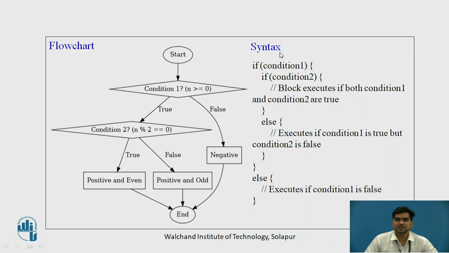Then the syntax used for this is: if condition 1, we need to provide the condition, then if condition 2. If condition 1 is satisfied, then inside that curly bracket comes condition 2. If both conditions are true, then the statement will get executed, that is, the block executes. Otherwise, if condition 1 is true but the second condition is false, that statement will get displayed. Otherwise, if the first condition is not satisfied, the outer else statement will get executed. So this is the syntax for this.